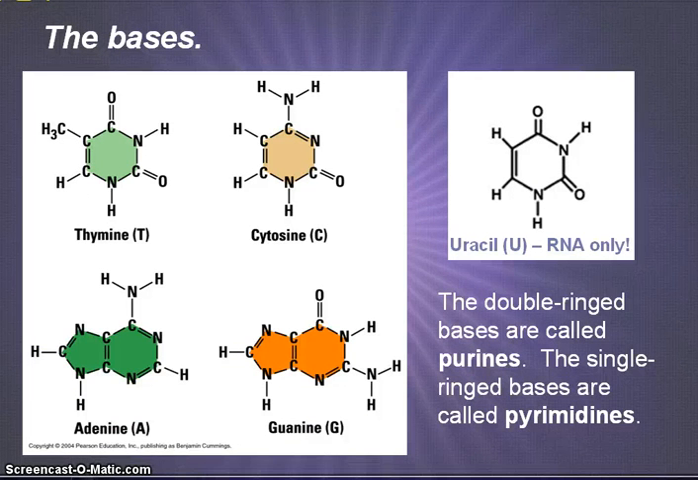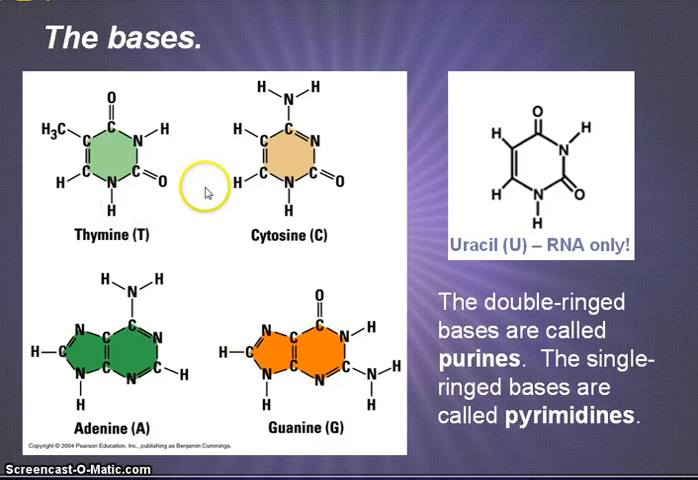These are the bases. So these are actually what make the code for proteins. Each one of these bases has a letter that's assigned to it based on what it's called. So thymine we call T, it's the first letter of it. Cytosine is C, adenine is A, guanine is G.